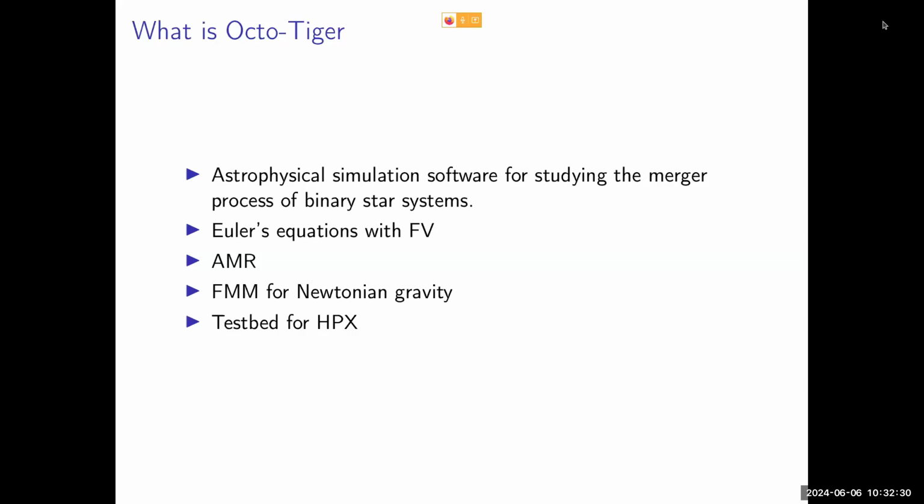So Octo-Tiger simulates astrophysical fluids, self-gravitating, and we use it to study binary star mergers, not neutron stars or black holes, but double white dwarfs or acyclic stars, red giants. And it uses a finite volume technique for Euler's equations, adaptive mesh refinement, fast multipole method for gravity. And then we also use it, its secondary purpose is to test HPX.